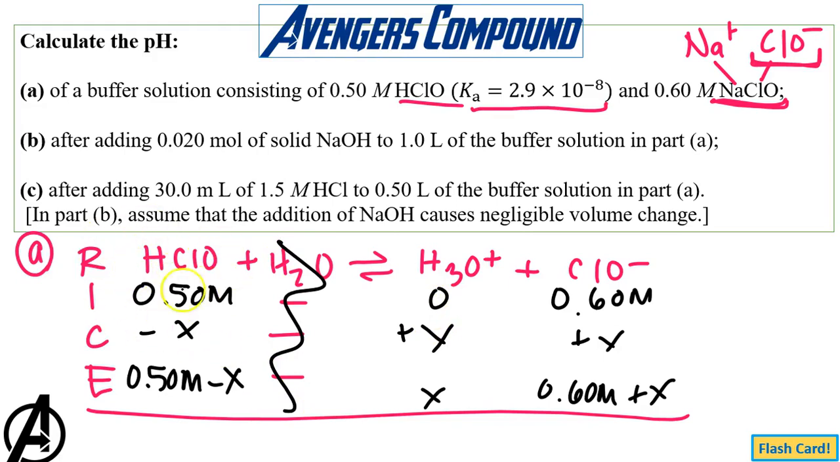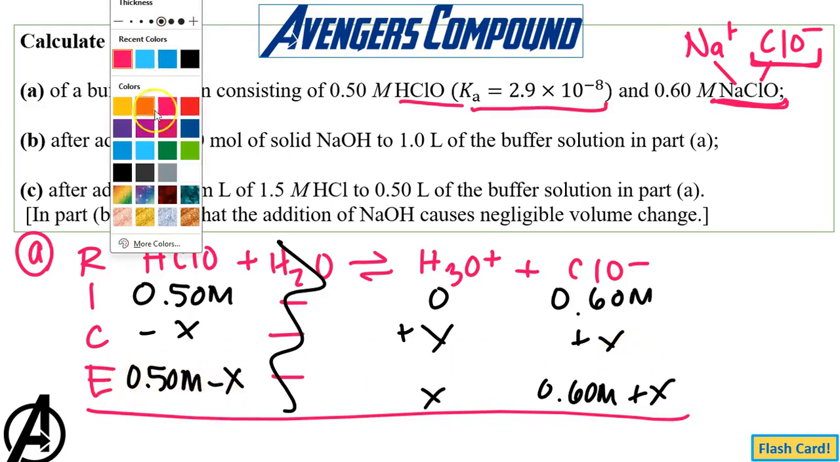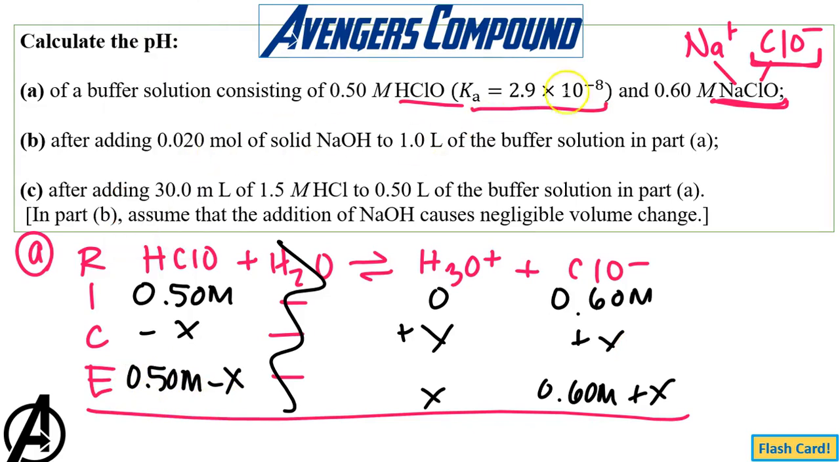So HClO is going to be used up. It means it's going to have minus X, and both of my products are going to be plus X. We have 0.50 molar minus X here. And again, we said we can make an assumption here with our Ka value, so we can get rid of that minus X. We also have the X value for H3O plus, and also we have 0.60 molar plus X for our ClO minus, or our conjugate base. We also can get rid of plus X here because we again made that assumption based on our Ka value.